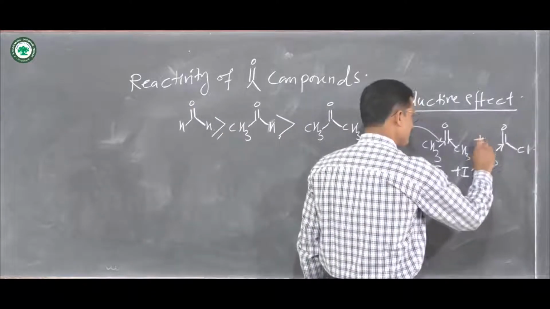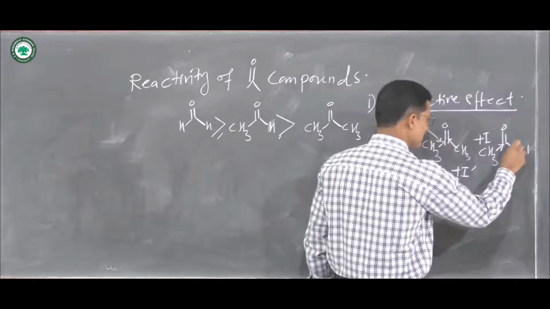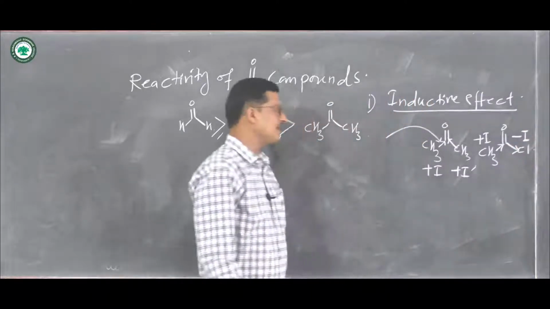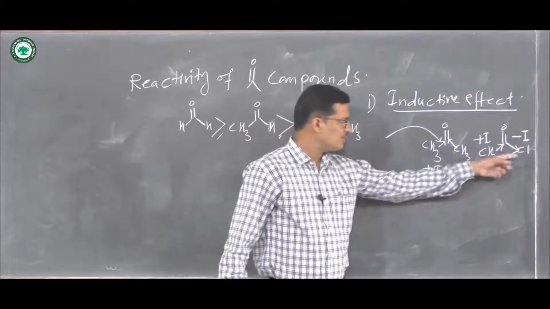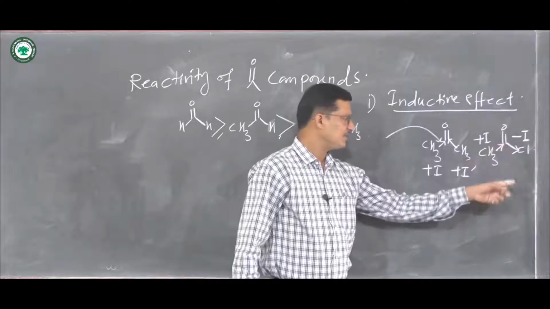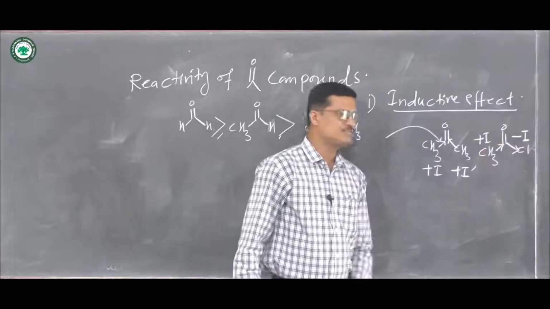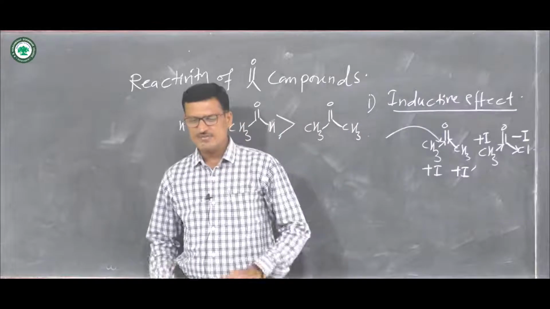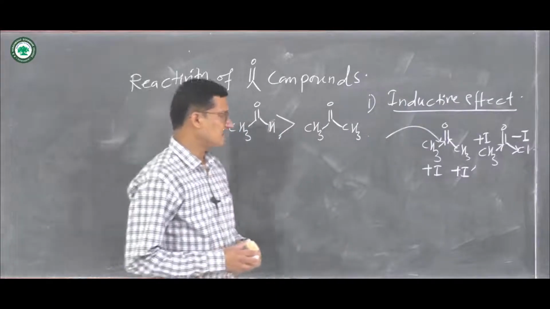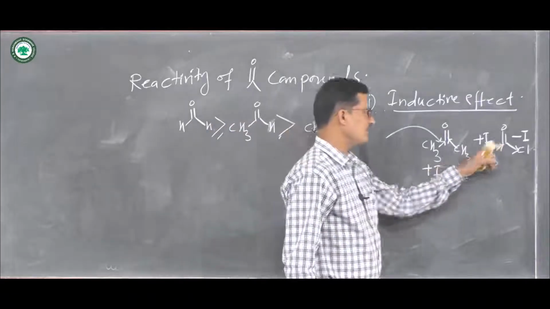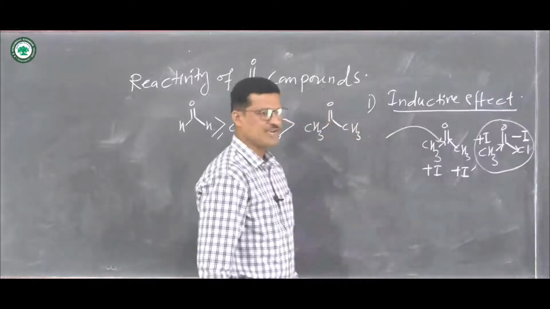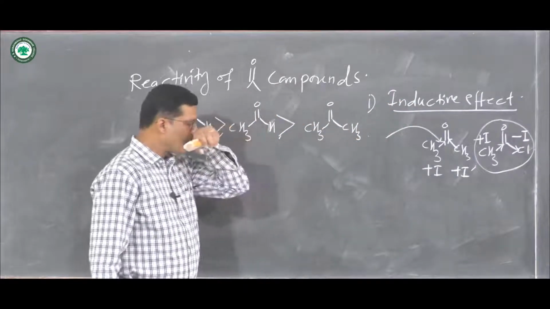But here, the methyl group gives the plus I, electron donating inductive effect, while chlorine gives the minus I effect. When the chlorine pulls electrons from the carbonyl carbon, the positive character of that carbonyl carbon is increased, meaning electrophilicity is increased, and ultimately this compound has more reactivity towards nucleophilic addition. So what is your conclusion?